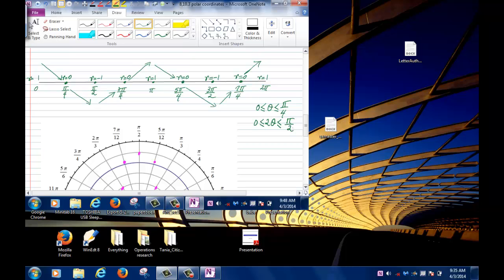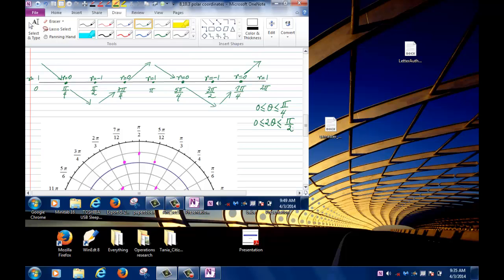Now, as theta increases from 0 to pi over 4, 2 theta goes from 0 to pi over 2, and then cosine 2 theta, what happens to that? Cosine 2 theta is decreasing, right? That's the x coordinate of that. So as 2 theta goes from 0 to pi over 2, cosine 2 theta decreases from 1 to 0, right?